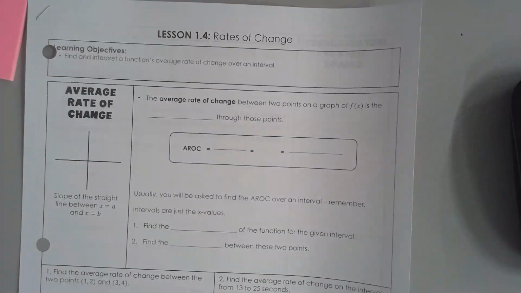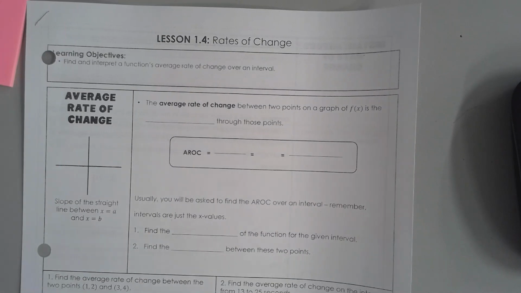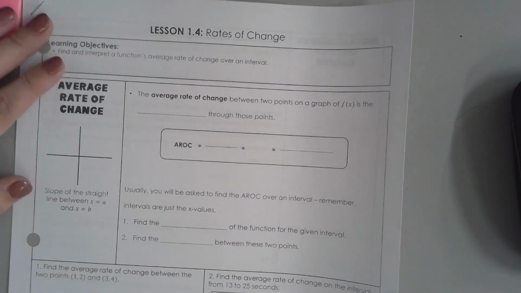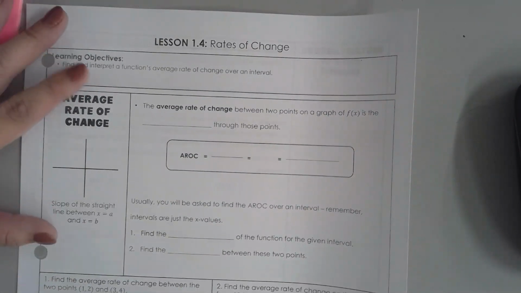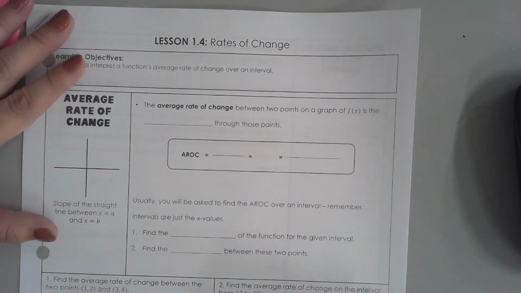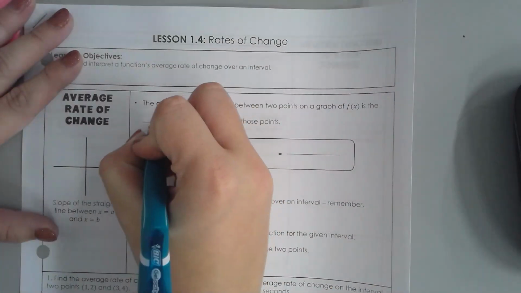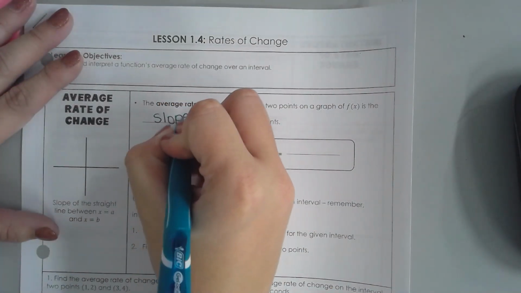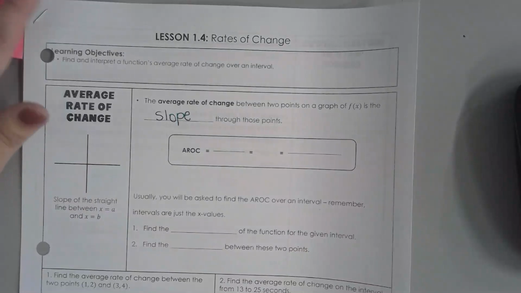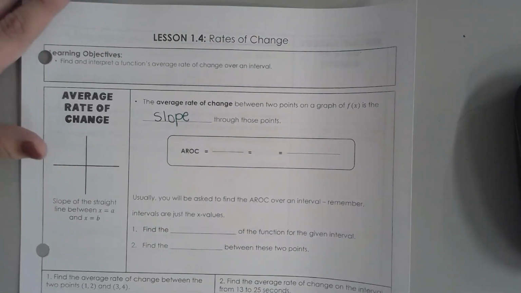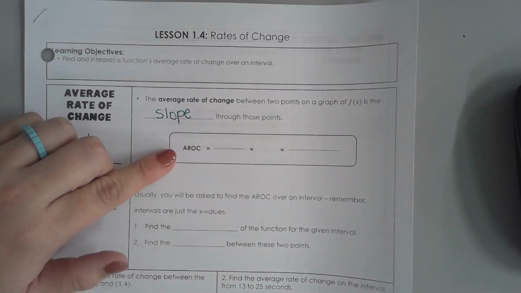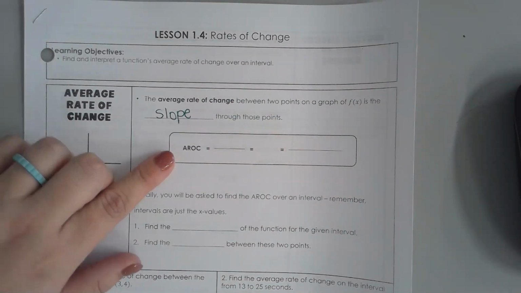On rates of change. The average rate of change between 2 points on a graph is the slope through those points. We're doing slope today. And I will abbreviate that AROC, average rate of change.